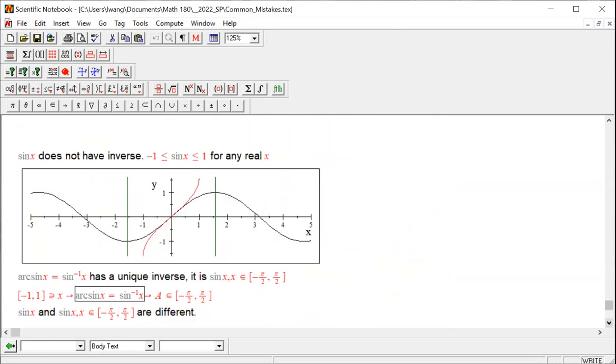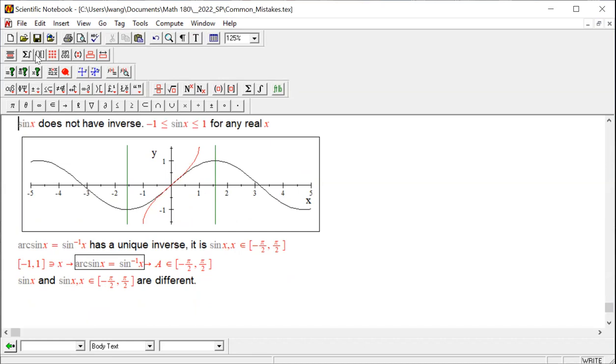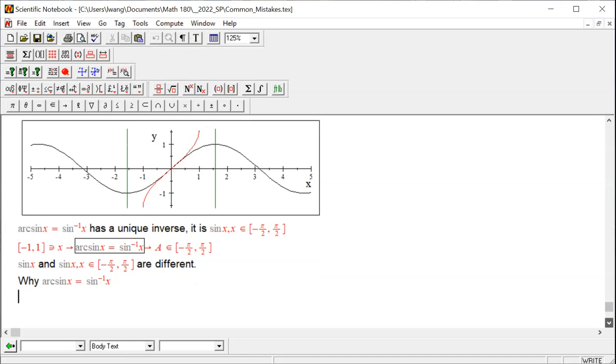So now, why arcsine? I'm going to explain this to you. Why is arcsine preferred? This notation is just a shorthand notation for arcsine. I don't agree with it because it confuses a lot of our students. So for this reason, we're going to explain to you.